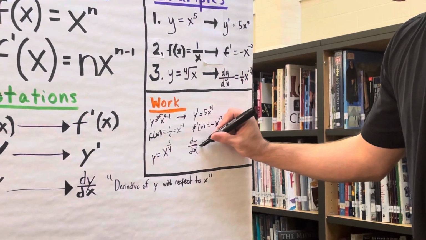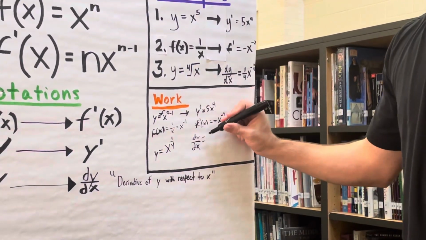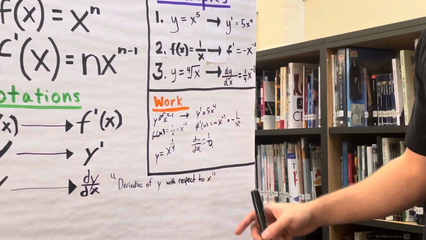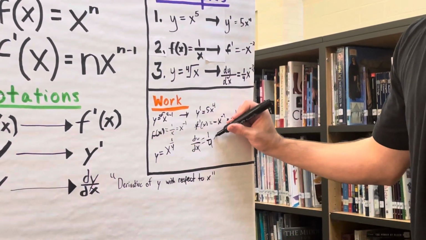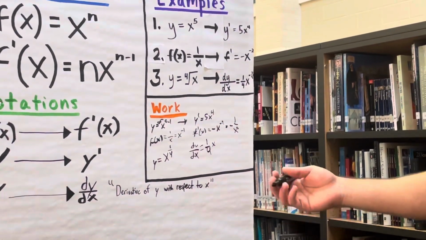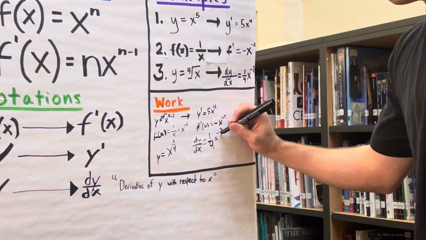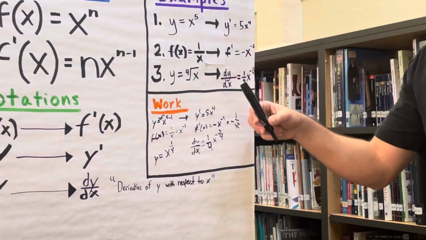So dy dx is equal to, you're going to take the 1/4 down, so 1/4 multiplied by x to the power of 1/4 minus 1, which takes a little bit of manipulation, but you'll see that it would be negative 3 over 4, which gives us our answer right here.